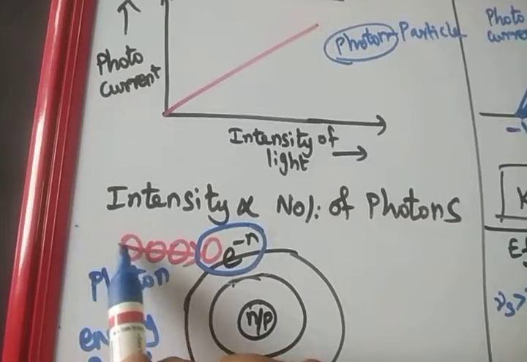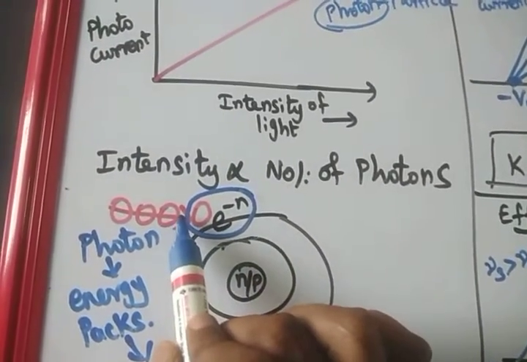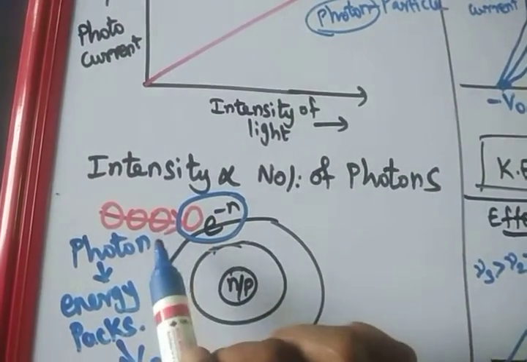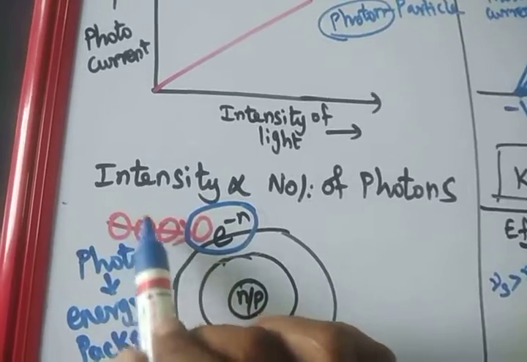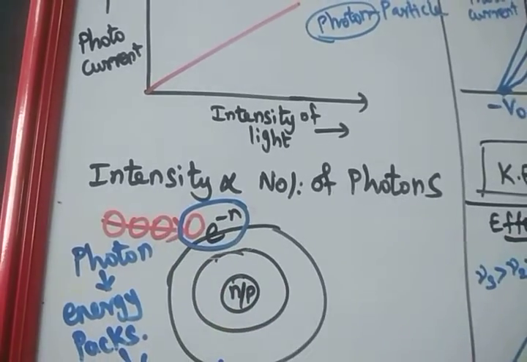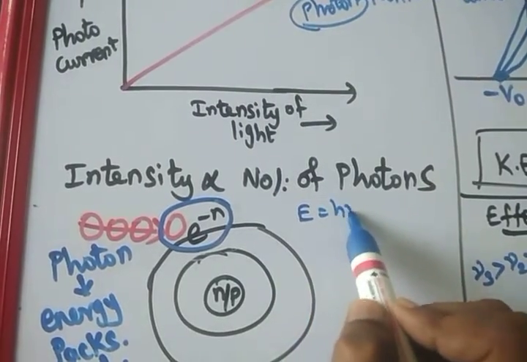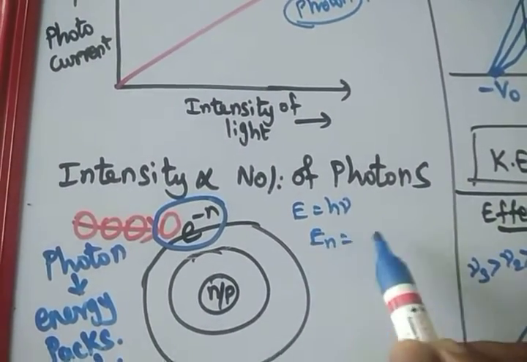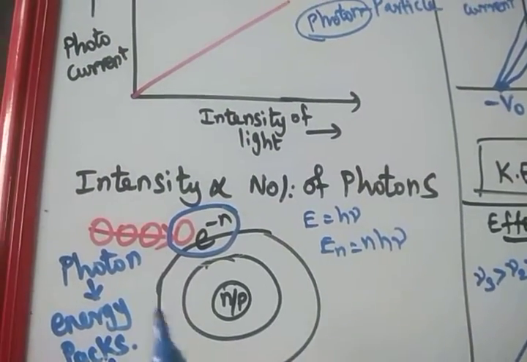Whenever high energetic radiation falls on the metal surface, the electron on the metal surface will absorb this light, not as energy, but as a photon. The collection of photons is the light energy, the high energetic radiation. Each photon has an energy E equal to h nu. So we can write E_n equal to n h nu. If there are n number of photons, there are n number of h nu.